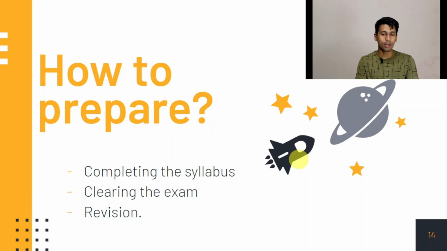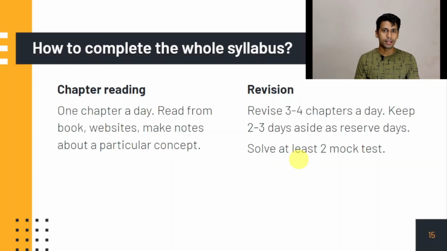Now let's talk about how to prepare for the CMT exam, how to complete the syllabus, and how to revise to clear the CMT exam. So what I recommend is that every day if you read one chapter, then in 45 days you will be able to complete all the 45 chapters which are there in your CMT curriculum. So in 45 days you will clear all the syllabus, and you keep aside 15 days for revision and for giving mock tests. If you want to revise, then you can revise 3 to 4 chapters in a day. That's what I would suggest, and that's how I have prepared myself to clear the CMT exam. So I would recommend the same thing to you.